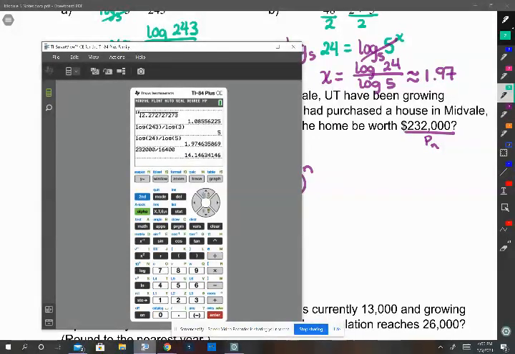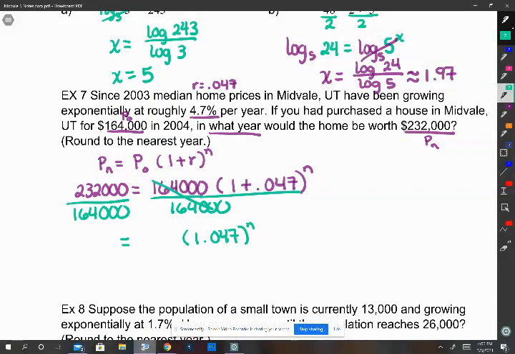And so we have 232 divided by 164. Okay, so that gives us 1.4146. It gives us all that junk, okay? So I don't want to write all that junk down, so I'm just going to use 1.41. So what I want to do is get rid of this base of 1.047.